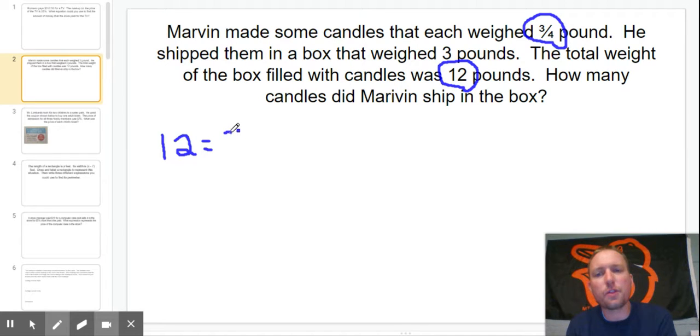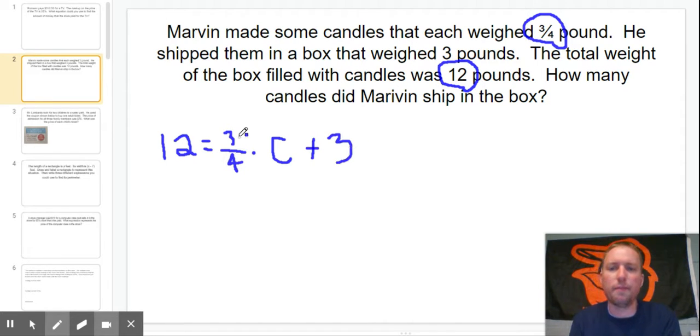So what we would do is take 3/4 for one candle and multiply it by a number. It could be X, a variable. Let's say C, because we're dealing with candles. And then we can't forget that the box we're shipping in weighs 3 pounds. That seems like a pretty heavy box to me, but that's what we're rolling with. So here is our equation. We have 12 for the total weight of the box, 3/4 of a pound because that's what one candle weighs, the variable C because we don't know how many candles we're shipping, and 3 because 3 is the weight of the box. So when we combine all of these, it's going to equal 12.